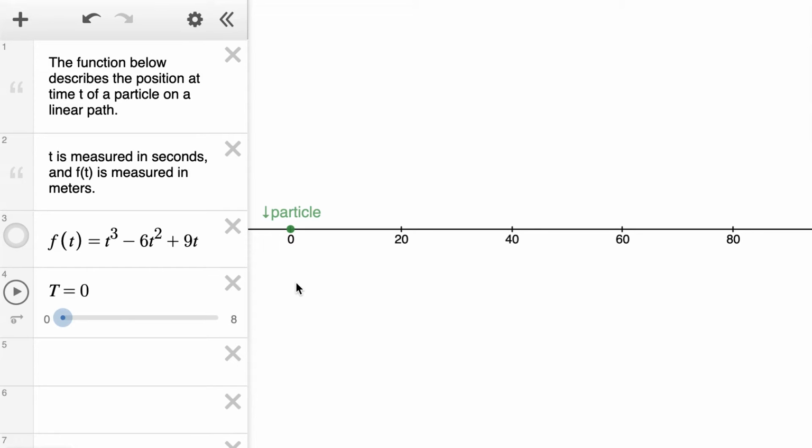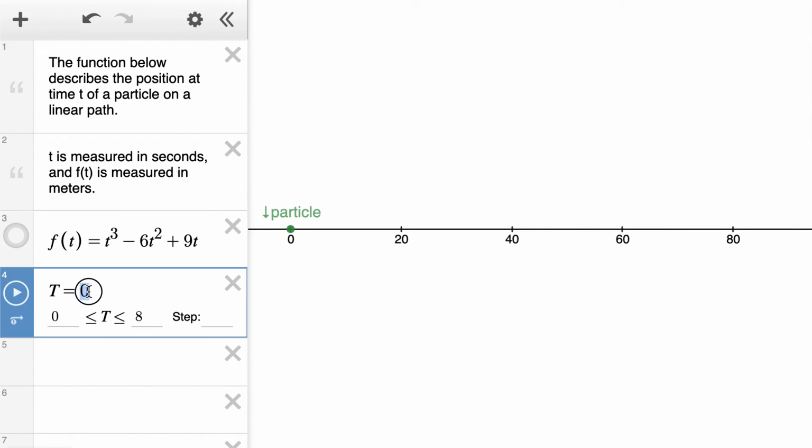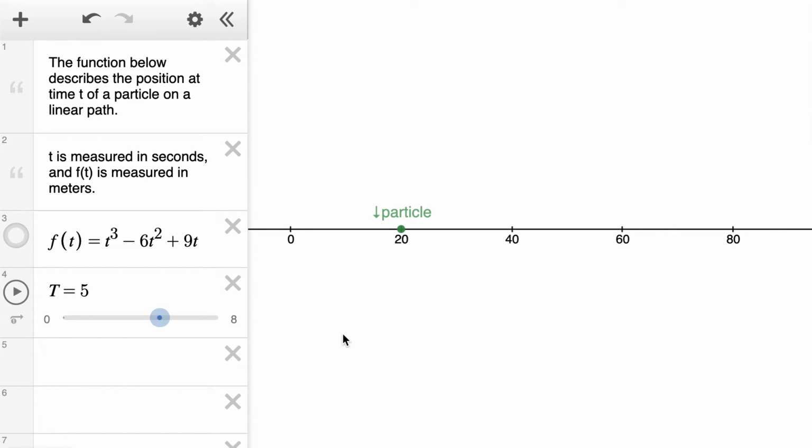So to take just one more example, if I take t equals 5, so at 5 seconds, we have t cubed, 5 cubed is 125, minus 6 times 5 squared, that's minus 150, that's negative 25, and then plus 9 times 5, so negative 25 plus 45 is 20. So if I put in t equals 5, after 5 seconds, the particle is 20 meters ahead of where it started.